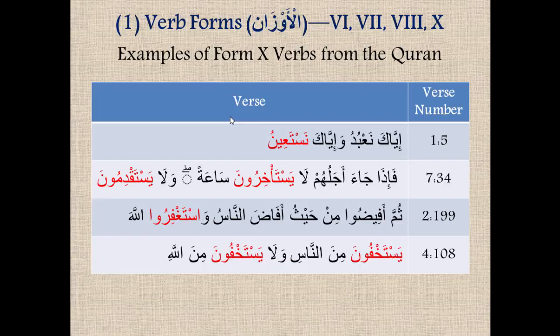Form 10 verbs found in the Quran. إياك نعبد وإياك نستعين in Surah Al-Fatiha. نستعين from the verb استعان, and this means to seek help. فإذا جاء أجلهم فلا يستأخرون ساعة ولا يستقدمون. We have two instances of the Form 10 verb, يستأخرون and يستقدمون. ثم أفيضوا من حيث أفاض الناس واستغفروا الله. استغفر, Form 10. And finally, يستخفون من الناس ولا يستخفون من الله, the verb يستخفون.